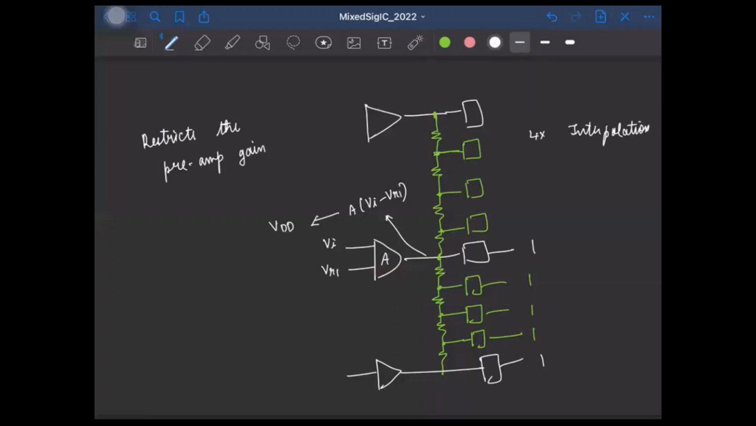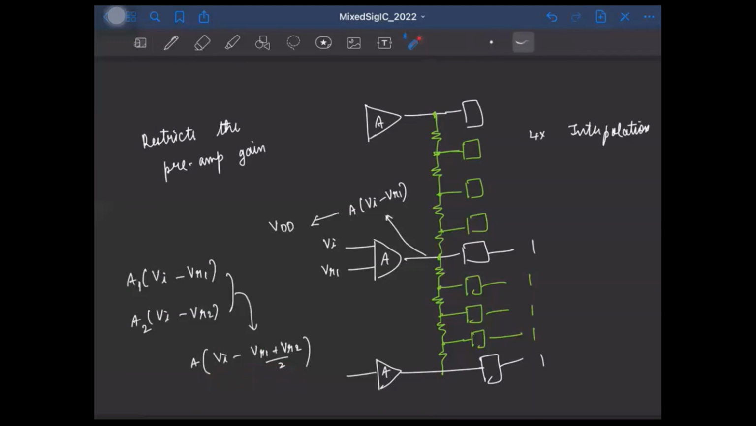Also, here to get the intermediate voltages, we relied on the fact that all the preamps had the same gain, right? So for the 2x interpolation, we had voltages like this, A times (Vi minus VR1) and A times (Vi minus VR2). And when we took the average, we got the intermediate voltage, A times (Vi minus (VR1 plus VR2)/2). Okay. But if the preamps had different gains, we'll not get this voltage. Okay. So again, this will suffer from the mismatch between the gains of the preamps. So for all these reasons, this interpolation is not commonly used nowadays.